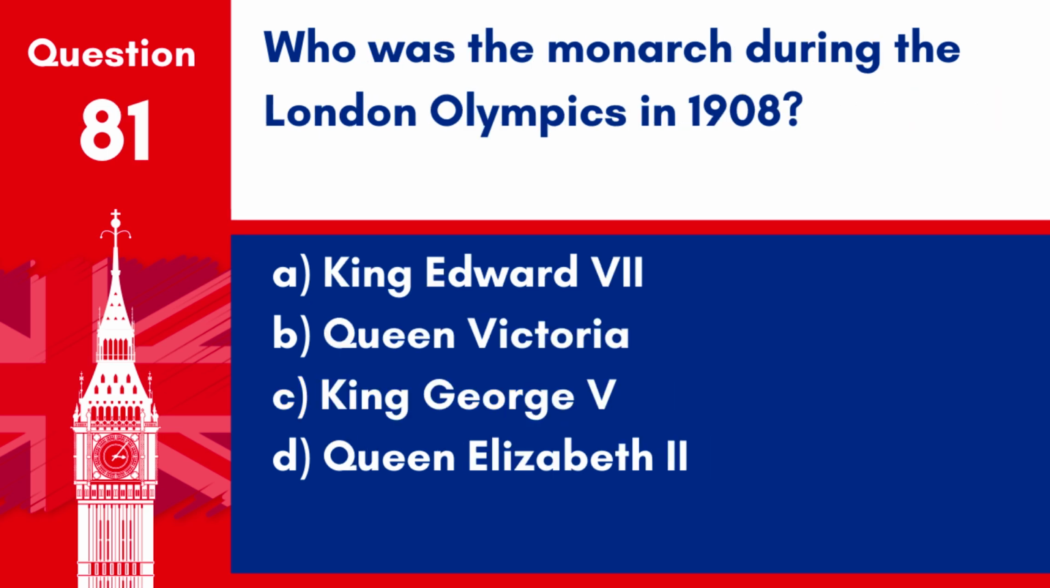Question 81. Who was the monarch during the London Olympics in 1908? A. King Edward VII. B. Queen Victoria. C. King George V. D. Queen Elizabeth II. Answer. A. King Edward VII. King Edward VII was the monarch during the London Olympics in 1908.